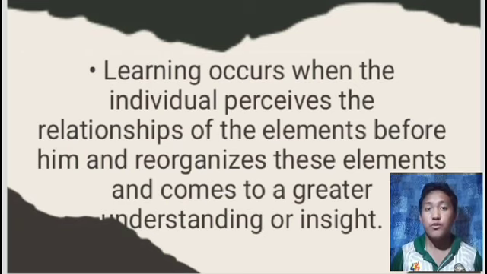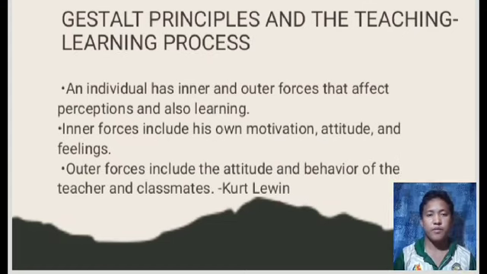Kohler proposed the view that insight follows from the characteristics of the objective under consideration. This theory suggested that learning could occur when the individual perceived the relationship of the elements before him, reorganized these elements, and came to a greater understanding or insight. This could happen without reinforcement, and once it occurs, no review, training, or investigation is necessary. Significantly, insight is not necessarily observable by another person.